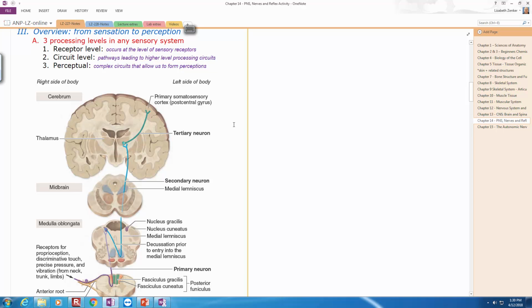So there are three processing levels in any sensory system. You have the receptor level, which occurs at the level of the sensory receptors. You have a circuit level, pathways leading to higher level processing circuits. And you have perceptual, which is the complex circuit that allows us to form perception. All three areas must be intact and fully functional for perception to occur.